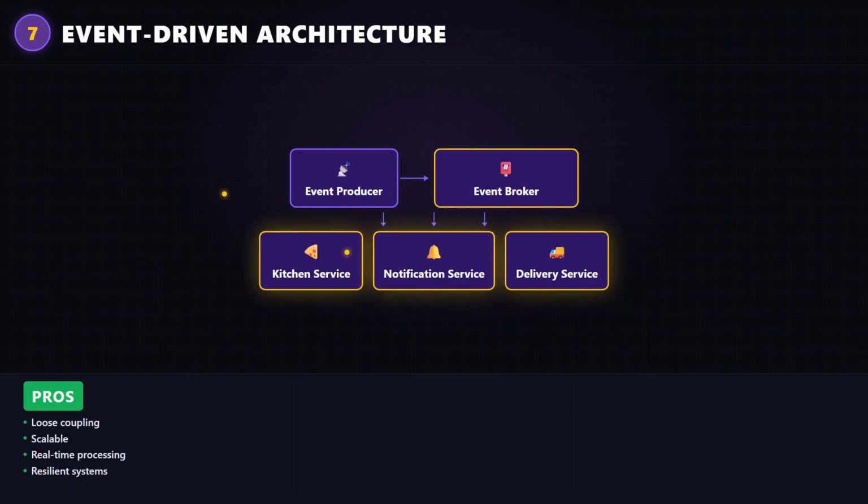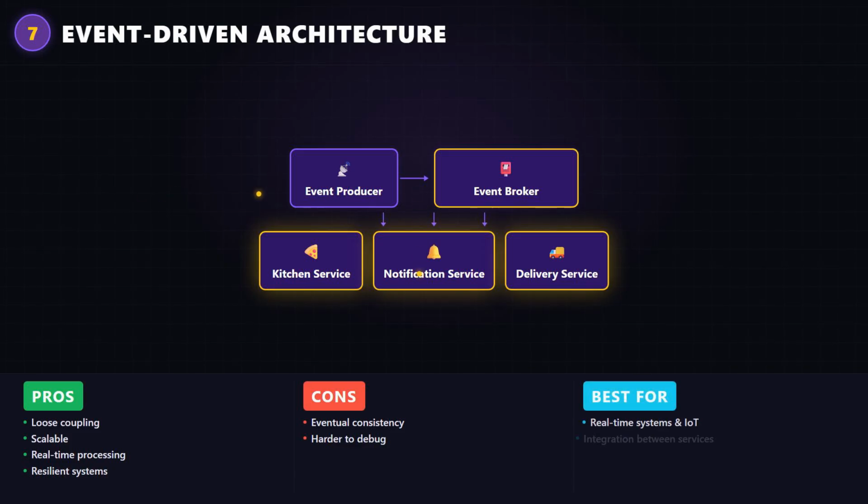If I talk about the trade-off, because everything happens asynchronously, you get eventual consistency, meaning things settle a moment later, not instantly, and debugging can get tricky since there is no single obvious flow. So when should I use this architecture? Real-time systems, IoT, stream processing, and connecting multiple independent services together.